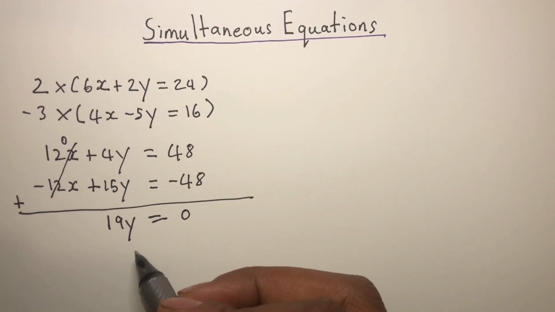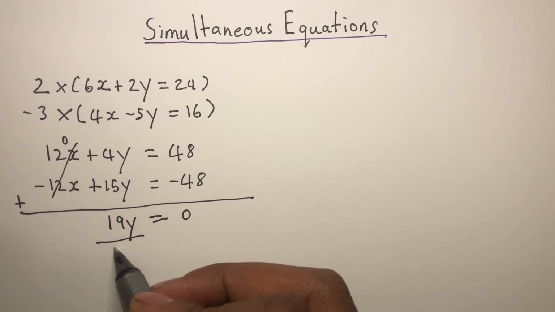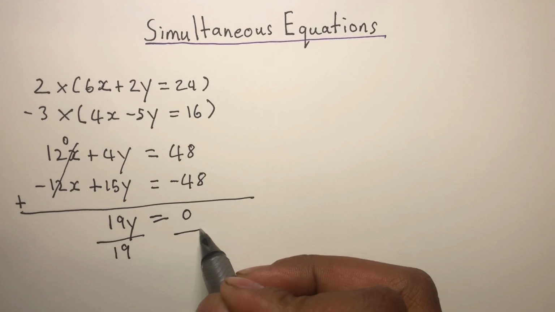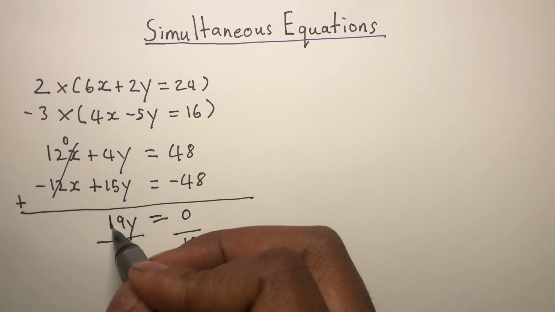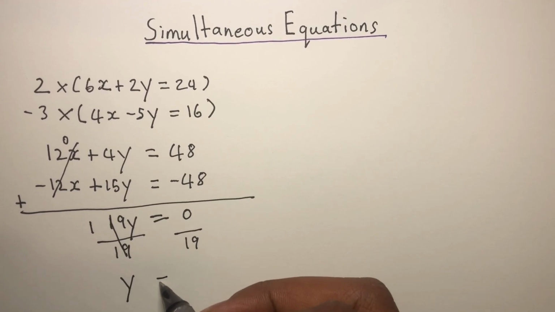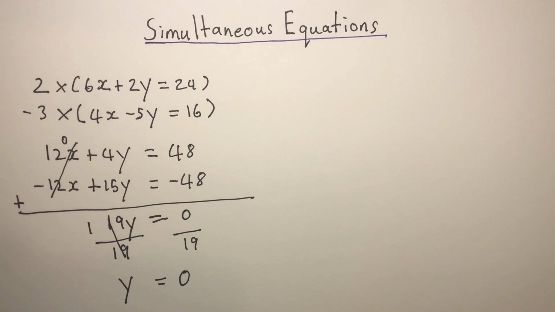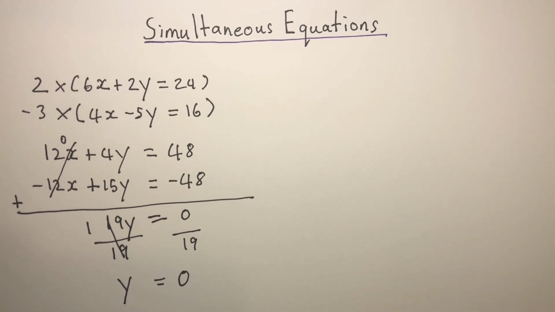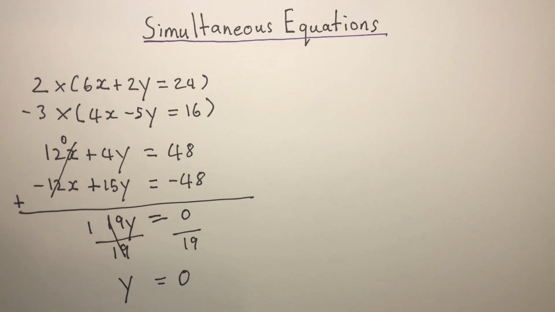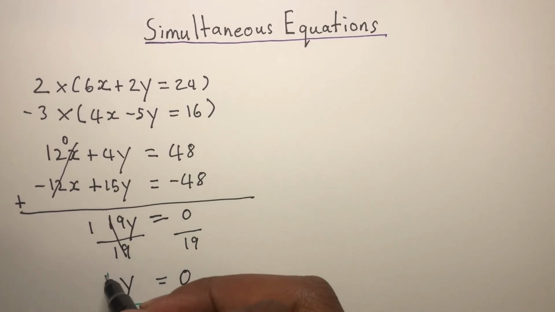We're now going to solve for y. Divide this side by 19 and this side by 19. 1 times y is y, and 0 divided by 19 is just 0. So our y value is 0.